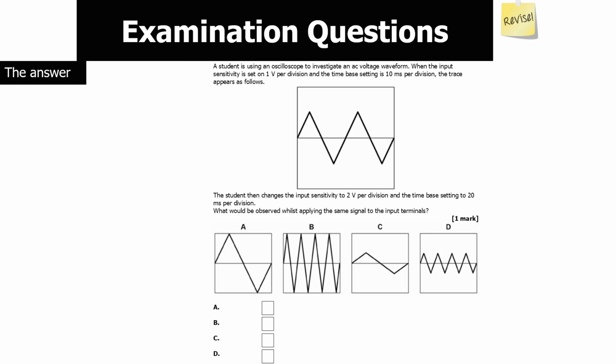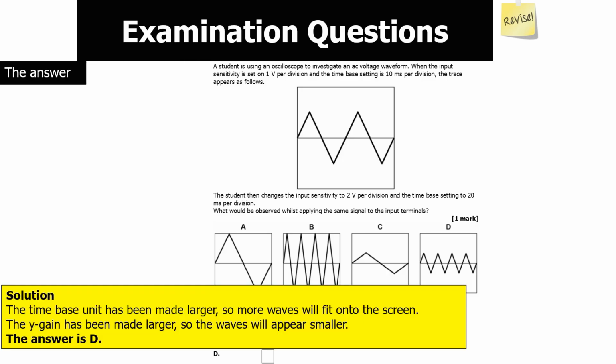Right, so the answer here is D. Because the time base is being made larger, you'll have more waveforms being fitted onto the screen. And whilst the Y gain is being made larger, that tells us our waves are going to appear smaller than they have before, because each division is worth more. So therefore our answer is going to be D.